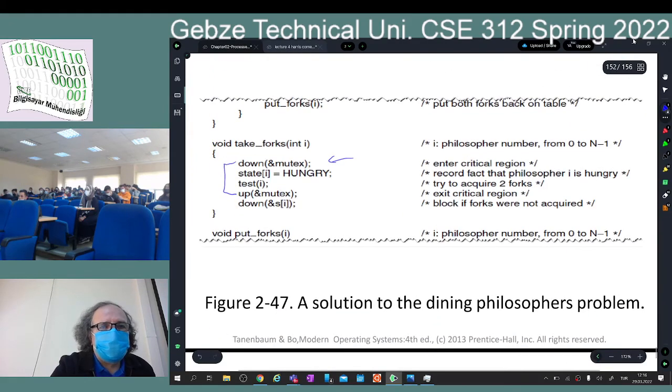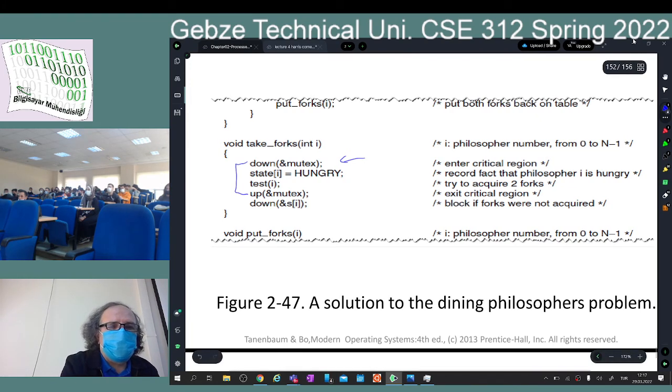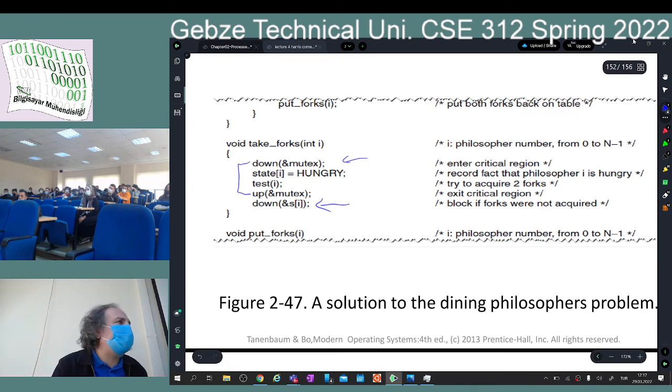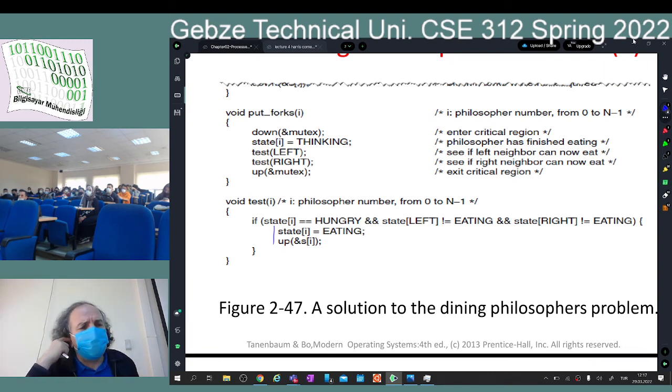So in this case, when I call test i, it will come here and I will be blocked at this line if I couldn't start eating, right? But if the resources are available, then I can start eating, and this down S[i] won't block me at this point. Okay, so that testing is something weird. I mean, why would I write something like this if I set it to hungry? Why am I checking hungry? Because I am going to use the test function in put forks.